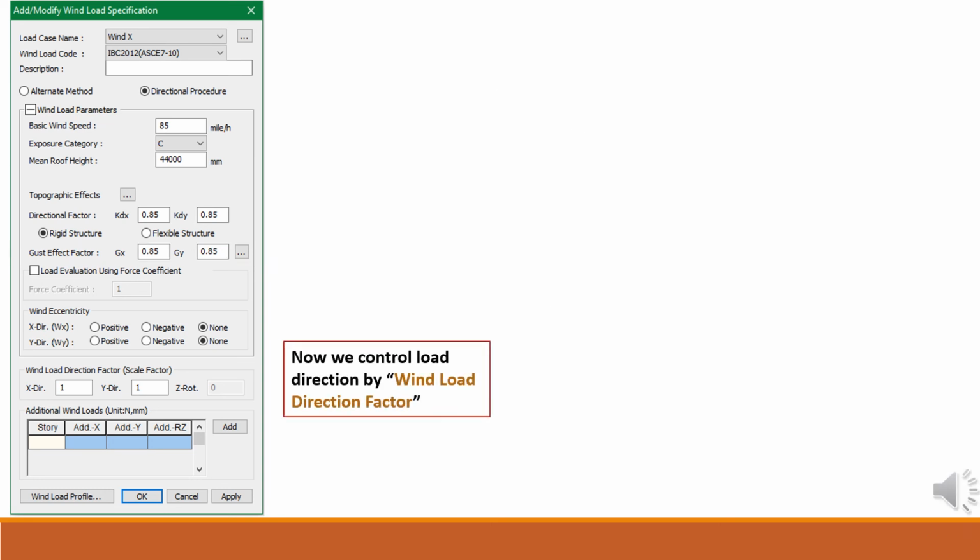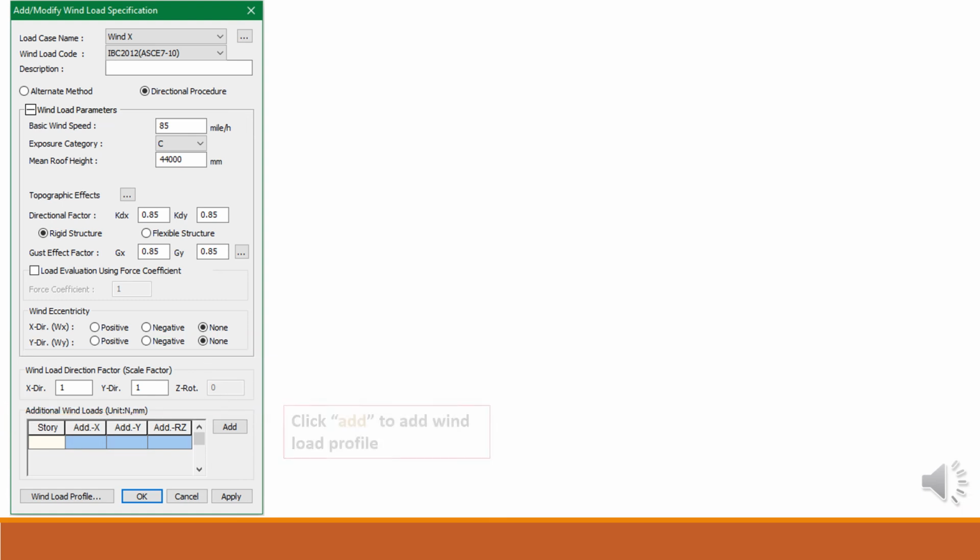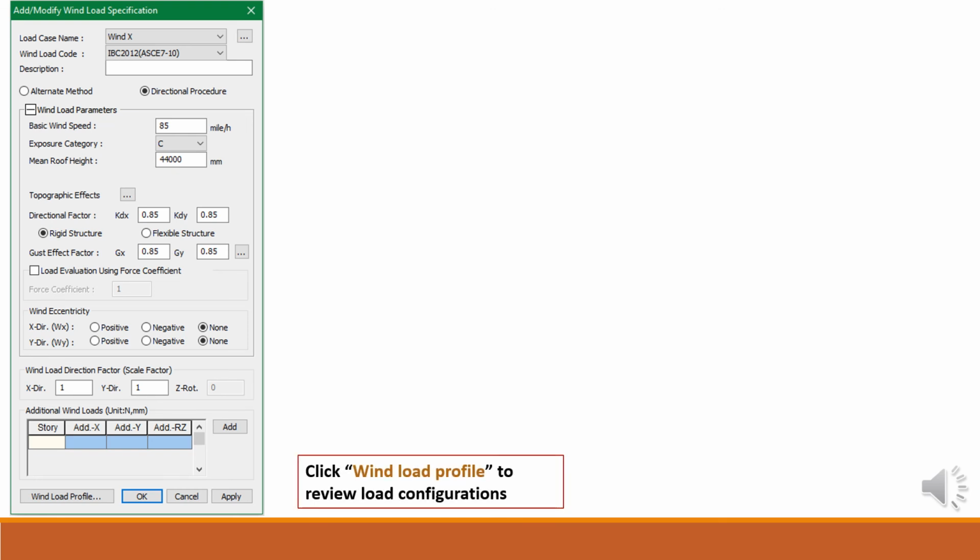Now we control load direction by wind load direction factor. Click Add to add wind load profile. Click Wind Load Profile to review load configurations. Click OK to finish.